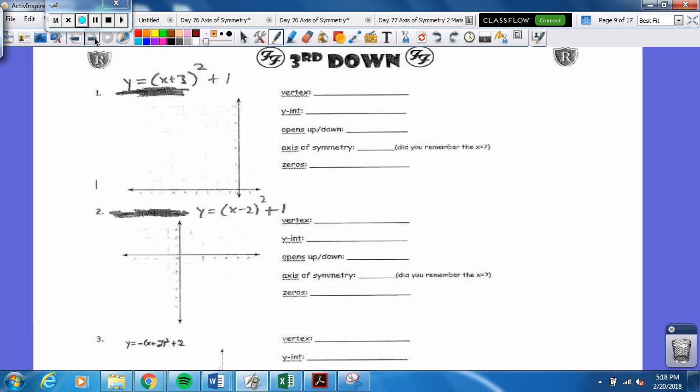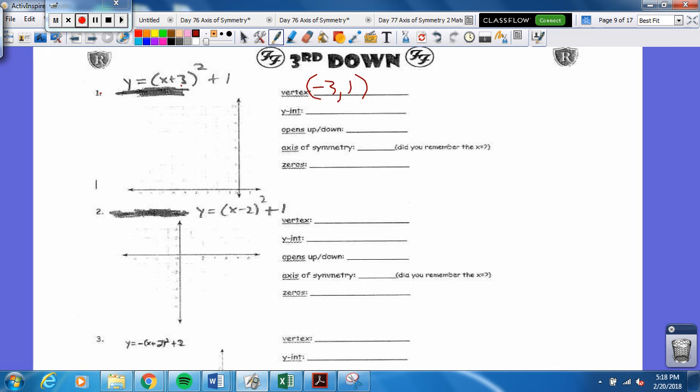Last one. So let's go to third down. Look at this. So I'm going to do one, and you're going to do the other ones. Check it out. So, number 1. Let's see. Vertex. All right. It's in vertex form. Easy to find the vertex. So let's start with this. So I got negative 3, 1. Got it.